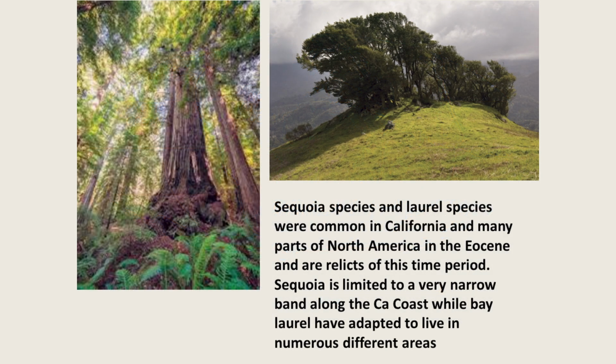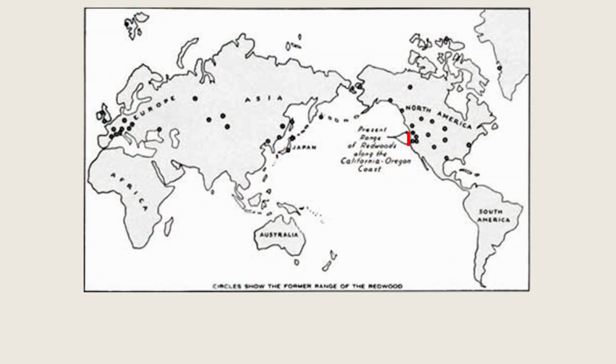Sequoia species and laurel species were common in California and many parts of North America during the Eocene and are considered relics of this time period. So they've existed on the Earth a very long time. However, sequoia is limited to just a very narrow band along the California coast at this point, from having been distributed pretty much around the world, while the bay laurel has adapted to live in numerous different types of areas. So the dots show you all the places where fossils of sequoia species have been found. So you can see how broadly distributed it was.